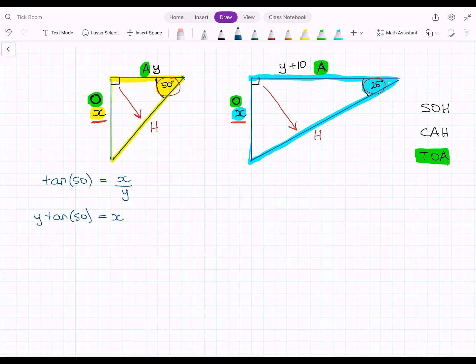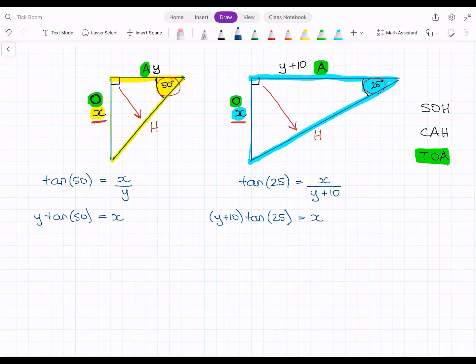Now let's do the same thing for the larger right angled triangle. So we know that the tangent of 25 degrees will be equal to the opposite, in this case x again, over the adjacent, and for this triangle that's y plus 10. And again, I'll multiply both sides by the denominator, so here we'll get y plus 10 times the tan of 25 is equal to x.